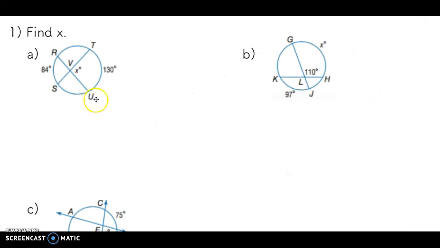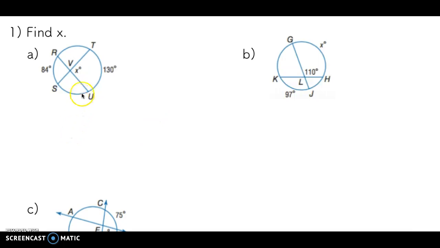Okay, so find x for this problem. You can pause the video and try to find it on your own for A, B, and C, and then we'll go over it in a second. So please pause it and try to work them on your own. Alright, I'm going to assume that you worked these on your own.